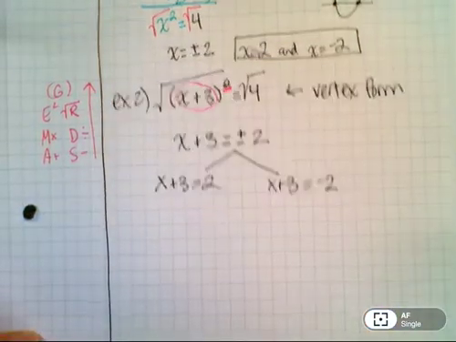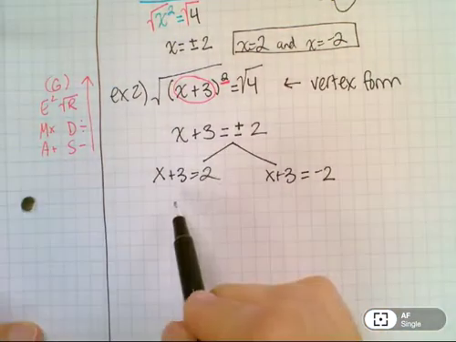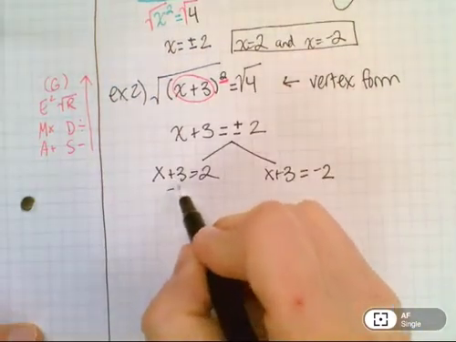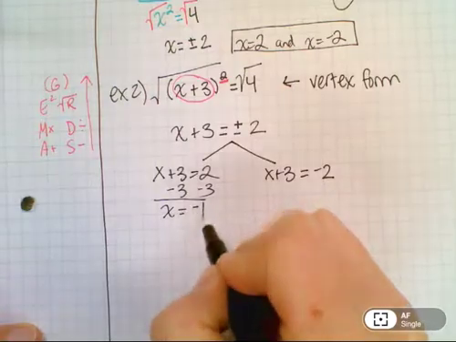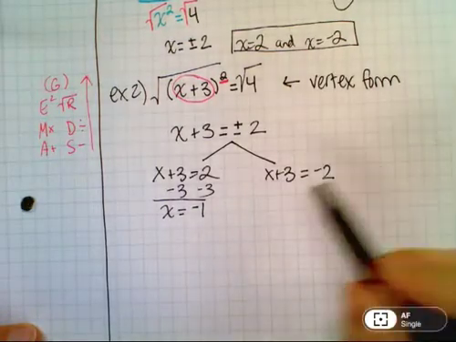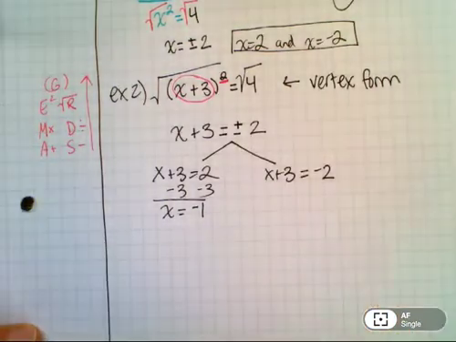And now we have two baby equations to solve. So to solve this one here, we're going to subtract 3 from both sides. 2 minus 3 is negative 1. I'd like you to finish this equation on your own.